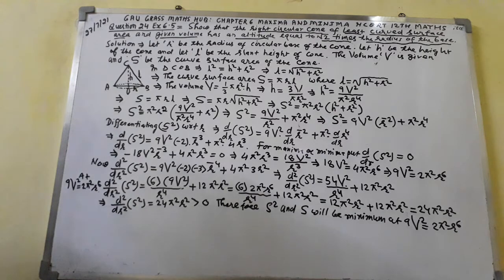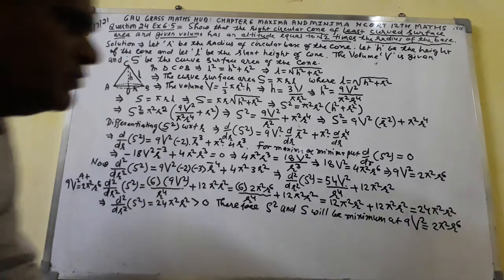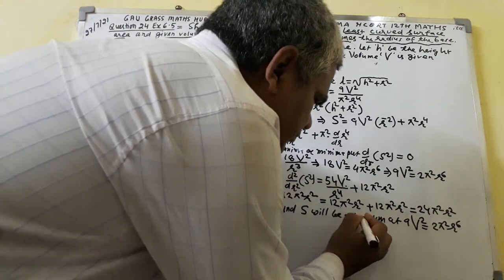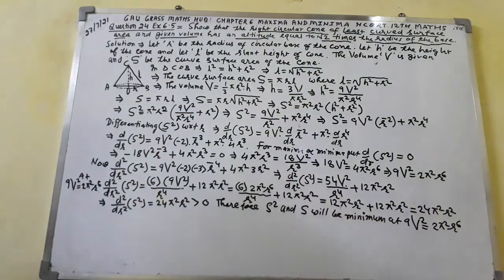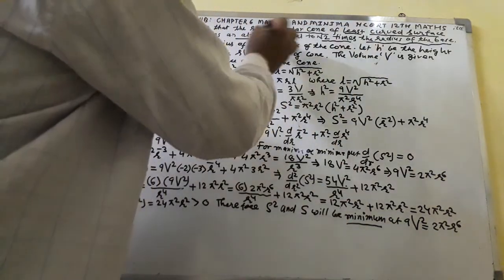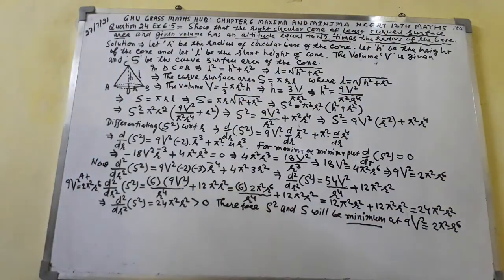Therefore s square and s will be minimum, not maximum, minimum. S will be minimum at 9v square equal to 2 pi square r raised to the power 6. This thing I got. Minimum is what is given. Minimum or least, both are the same. Least means minimum. What to do next?